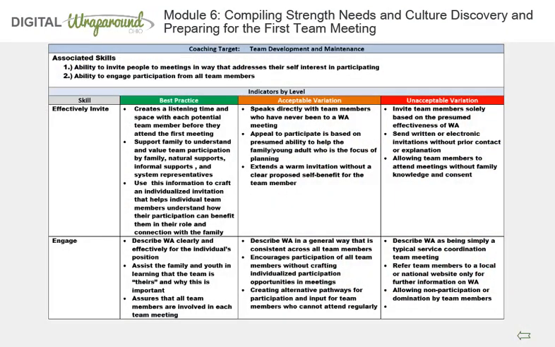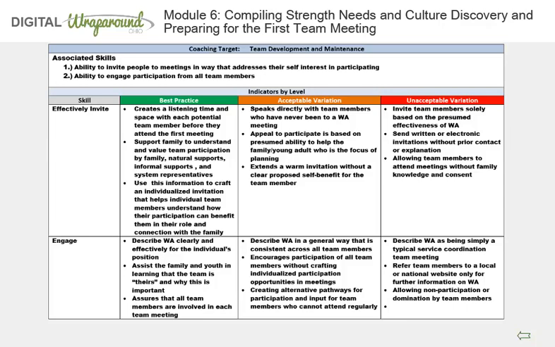Let's review another practice level target regarding team development. As seen in the table, the best practice in developing a team involves creating a time and space to listen to each team member before the initial team meeting.